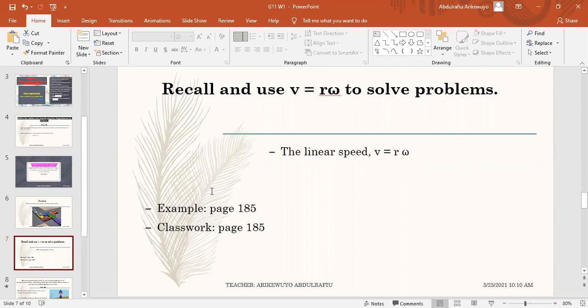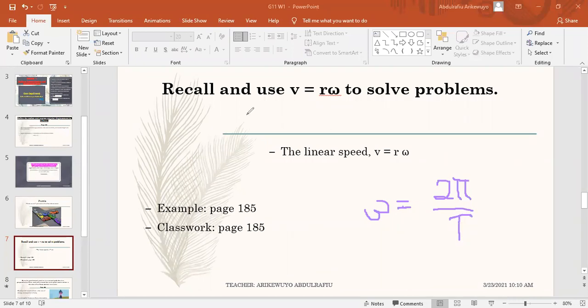Remember we talked about angular speed, right? Can you tell me the formula again for angular speed? Omega is equal to something divided by something. 2 pi over T, divided by the period. Yes, that is the formula for angular speed. Now, what we are trying to do here is this.